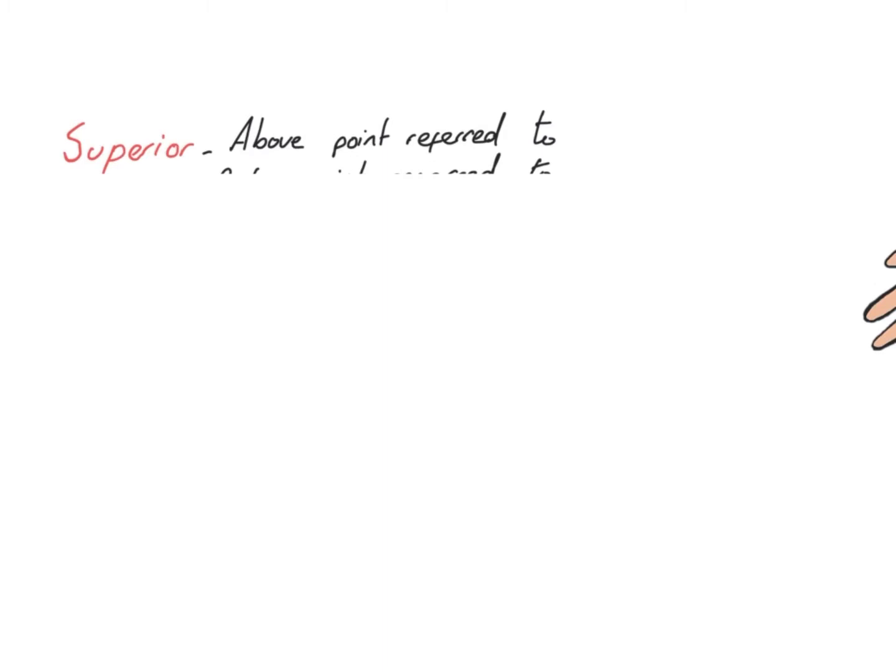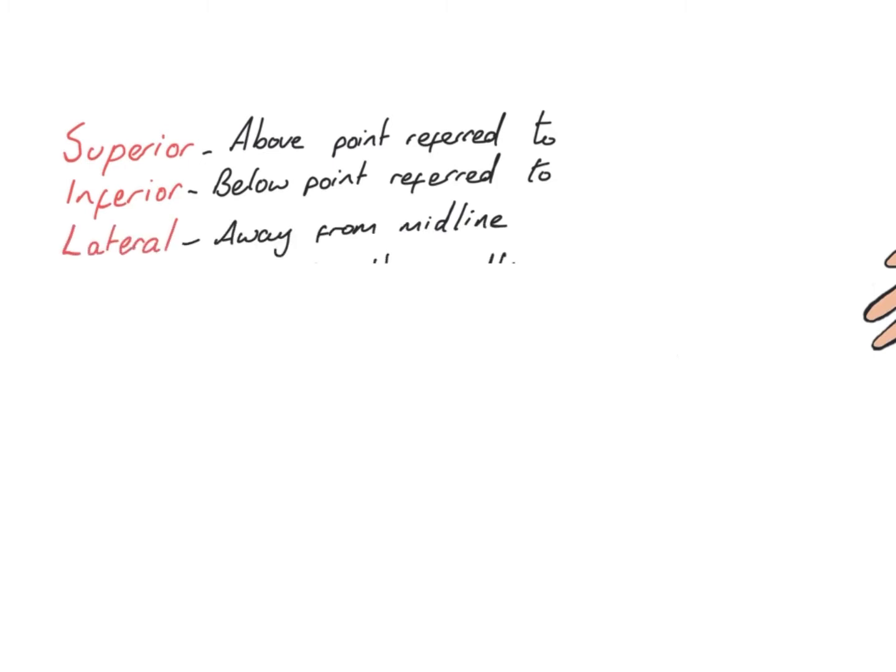So the first word we've got is superior. Superior means above the point that we're referring to. If I was to describe where the shoulder is in relation to the elbow, I would say that the shoulder can be found superior to the elbow. Or if you asked me where a person's elbow is, I might describe it as superior to their wrist. So it's above something. You've then got inferior, which is exactly the same, but in reverse. It's below the point referred to. So another way that I might describe the location of a person's wrist is that the wrist is found inferior to the elbow.